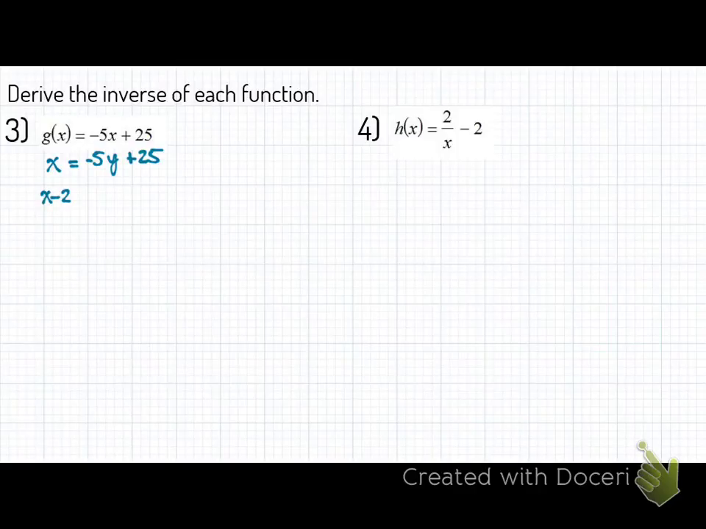Okay, good. So we're going to subtract 25 on both sides, and we get x minus 25 is equal to negative 5y, which is like saying negative 5 times y, right? So what's the opposite of multiplying by negative 5? Good. We're going to divide by negative 5 on both sides, okay? Now watch carefully here. So what's x divided by negative 5? x divided by negative 5 is x over negative 5.